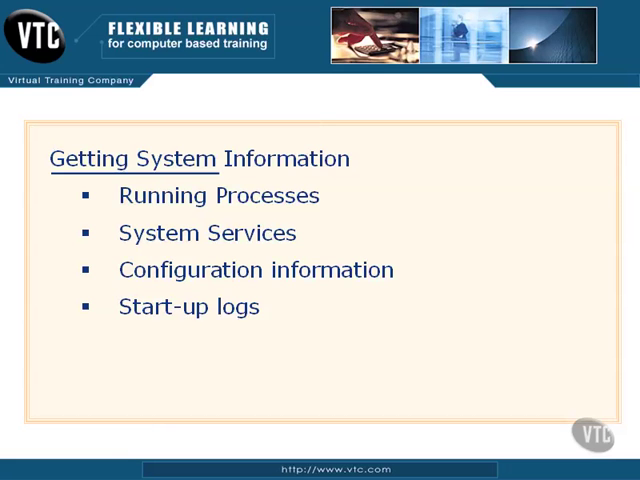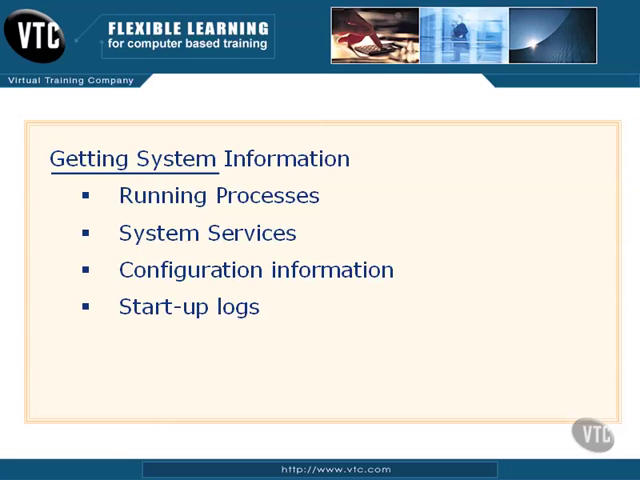In this next session, we're going to look at the basics of getting some system information from a running BSD Unix system. Now, some of these things are very simple things that you might want to get routinely as a system administrator. Some of these things include running processes on the system, information about system services, some configuration information, and a look at the startup logs to see what happened during startup if you have issues.